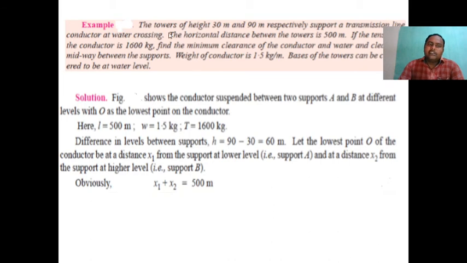So this example is when the supports are at unequal levels. They are given 30 meters and 90 meters. Definitely this is when the supports are at unequal levels. Whenever the supports are at unequal levels, you must find out the H value, meaning the difference between the two level supports, and also x1 and x2. The given length of span is 500 meters, so x1 plus x2 is equal to 500 meters. Weight of conductor they gave as 1.5 kg. Tension T is directly given as 1600 kg. So this problem is related to supports at different levels.